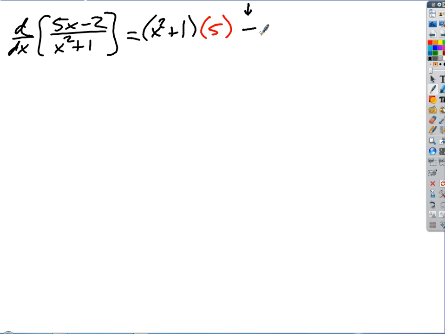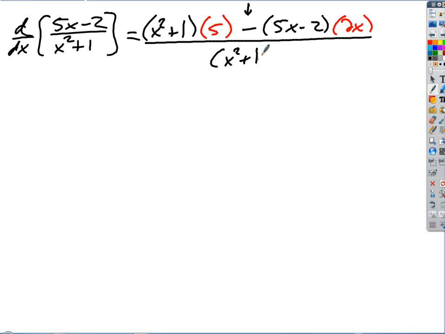What's next? 5x minus 2. Good. Quantity 5x minus 2 times the derivative of the bottom, 2x. All divided by the quantity x squared plus 1, squared. So we're done with calculus.